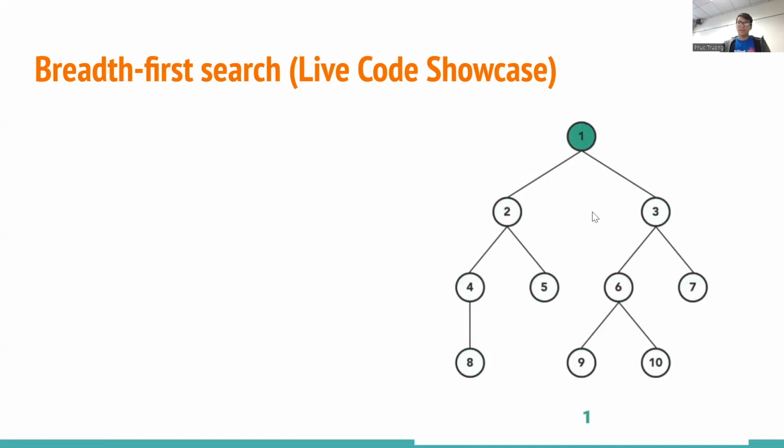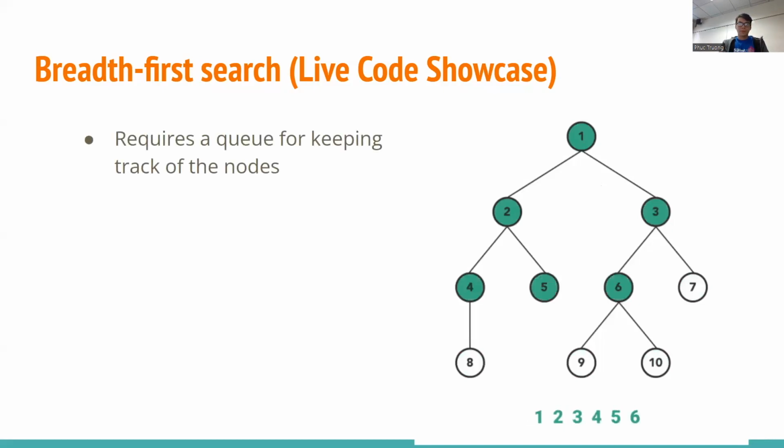BFS is you traversing the tree by level. If you look at this tree right here, this one is considered the first level. The second level is 2 and 3. The third level is 4, 5, 6, 7. The fourth level is 8, 9, 10. And that's how it travels, basically level by level: 1 and then 2, 3, then 4, 5, 6, 7. Does that make sense? Straightforward, it's just layer by layer. It requires a queue for keeping track of the nodes, traveling level by level.